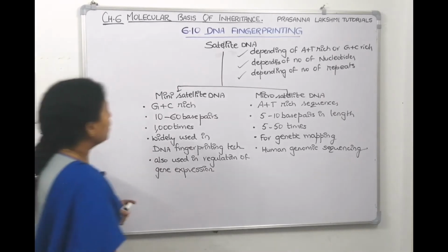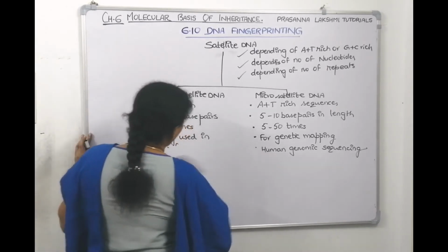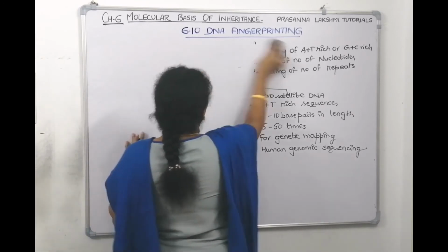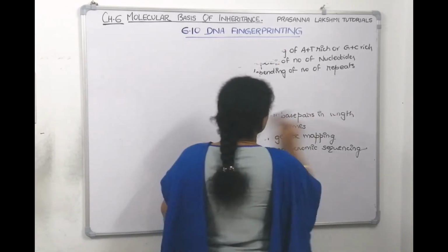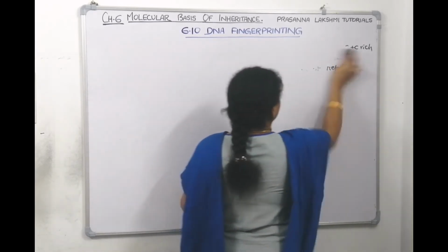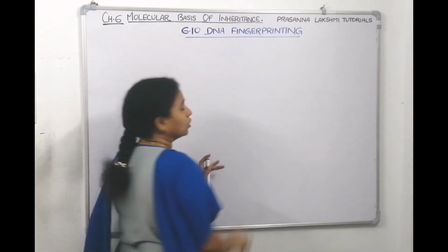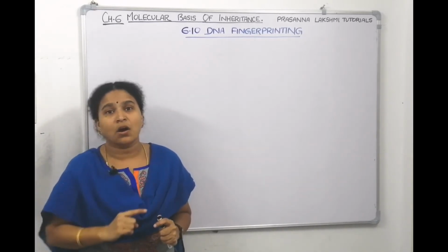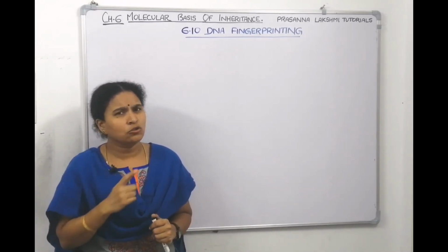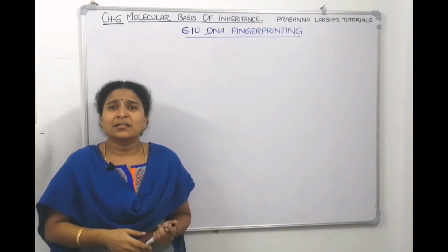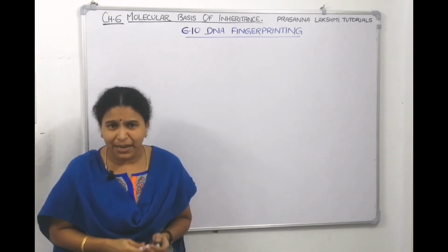Now, this whole topic of DNA fingerprinting is about satellite DNA only. These satellite DNAs are present in the non-genomic DNA. Are they coding? They are non-coding. Satellite DNAs do not code for any proteins, which means they are non-cistronic, and they are repeated a large number of times.